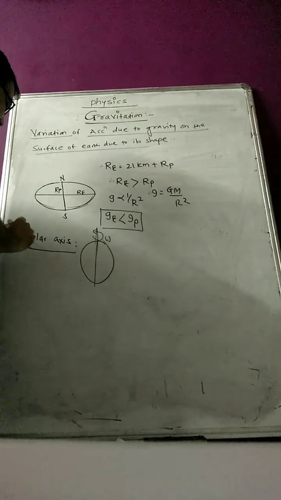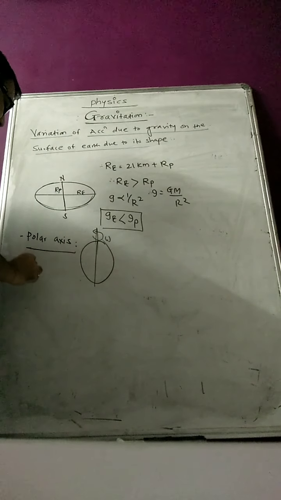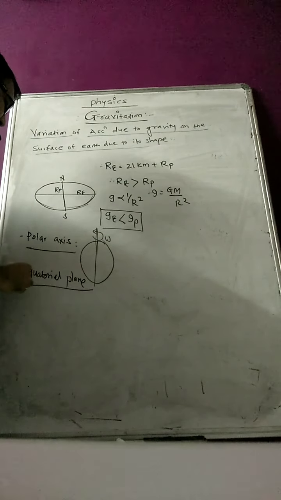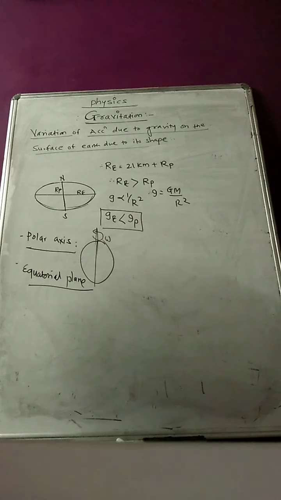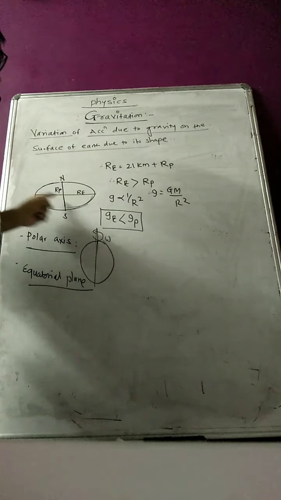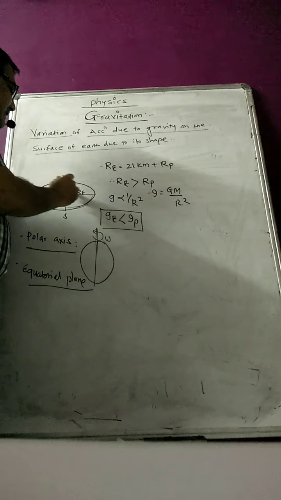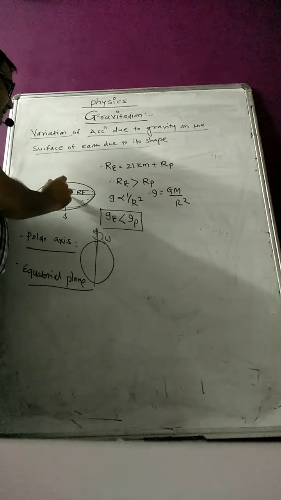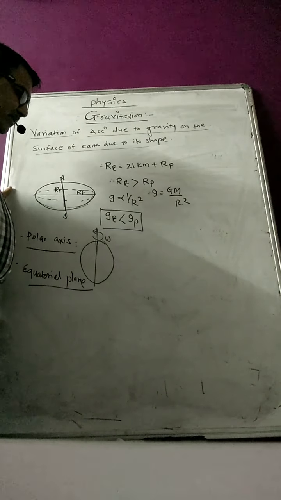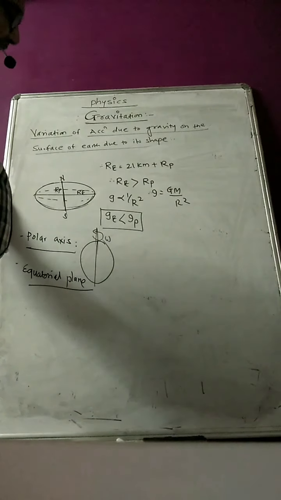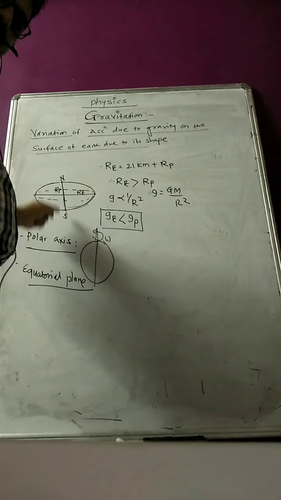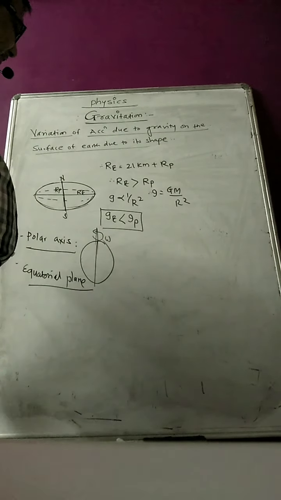If this is the polar axis, then what is the equatorial plane? What do you mean by the equatorial plane? The equatorial plane is the plane which passes through the center of the earth and is perpendicular to the polar axis. So that is called the equatorial plane.